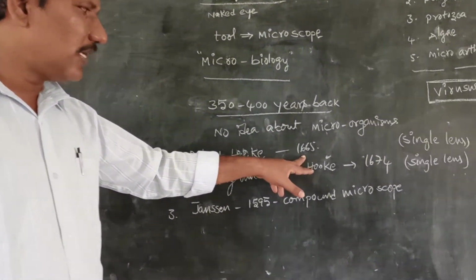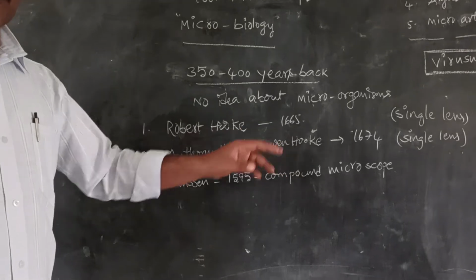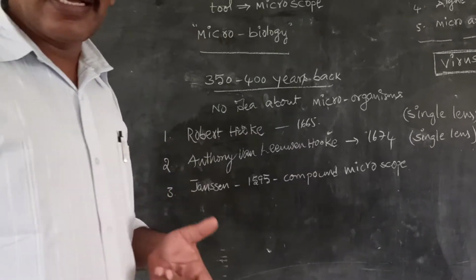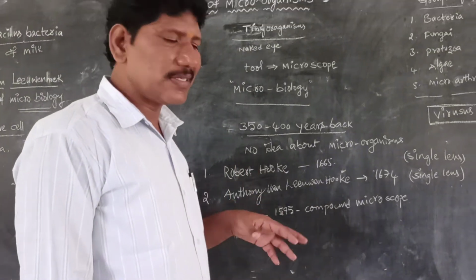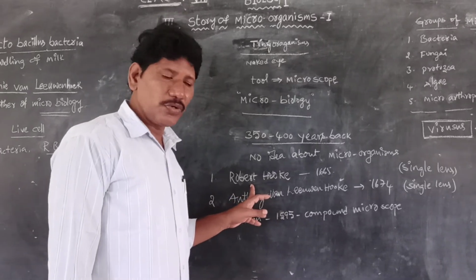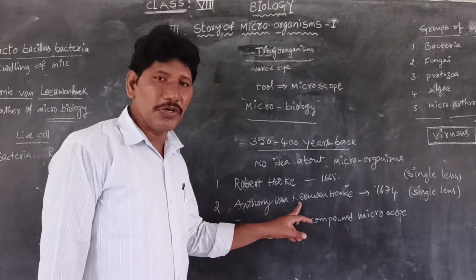In the era of 1665, Robert Hooke discovered a single lens microscope. Already we discussed in the second chapter, the cell, the basic unit of life. Apart from that, Anthony van Leeuwenhoek.